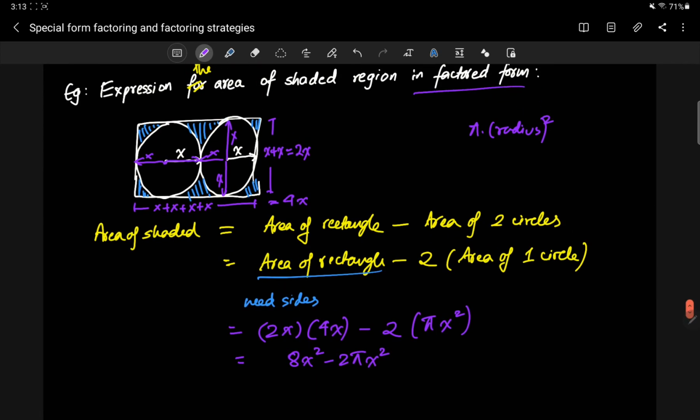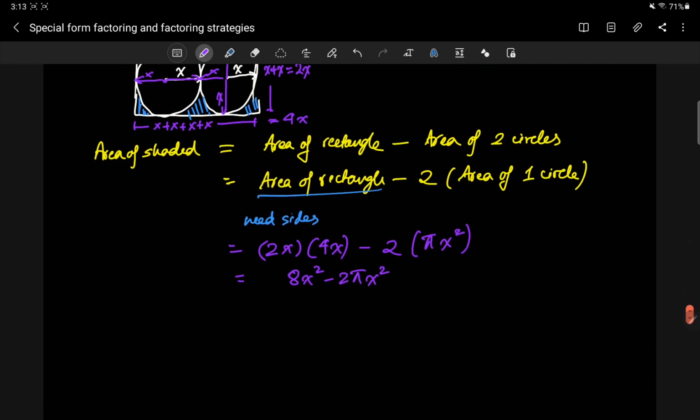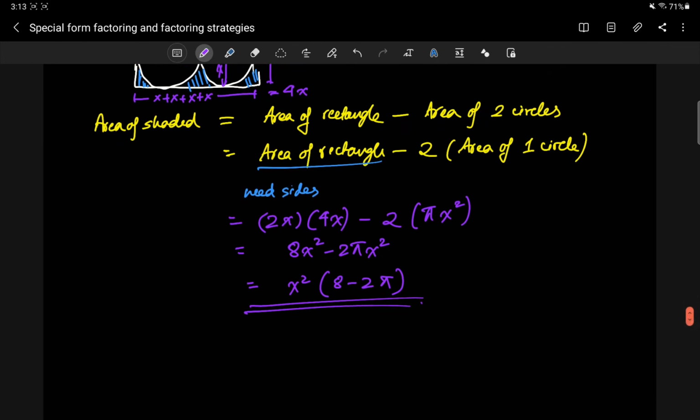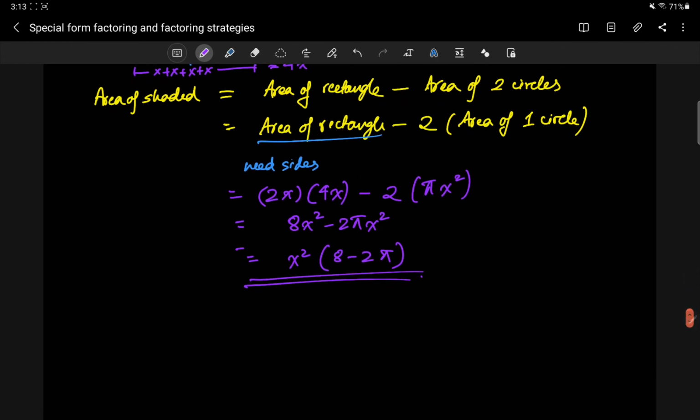But then it says to write it in factored form. And because of all this squaring and subtraction, in this case, we are going to just do GCF. So it becomes x squared times 8 minus 2 pi. And that's going to be the end result. No more factoring involved in this one. And that's good to be written as the final answer.